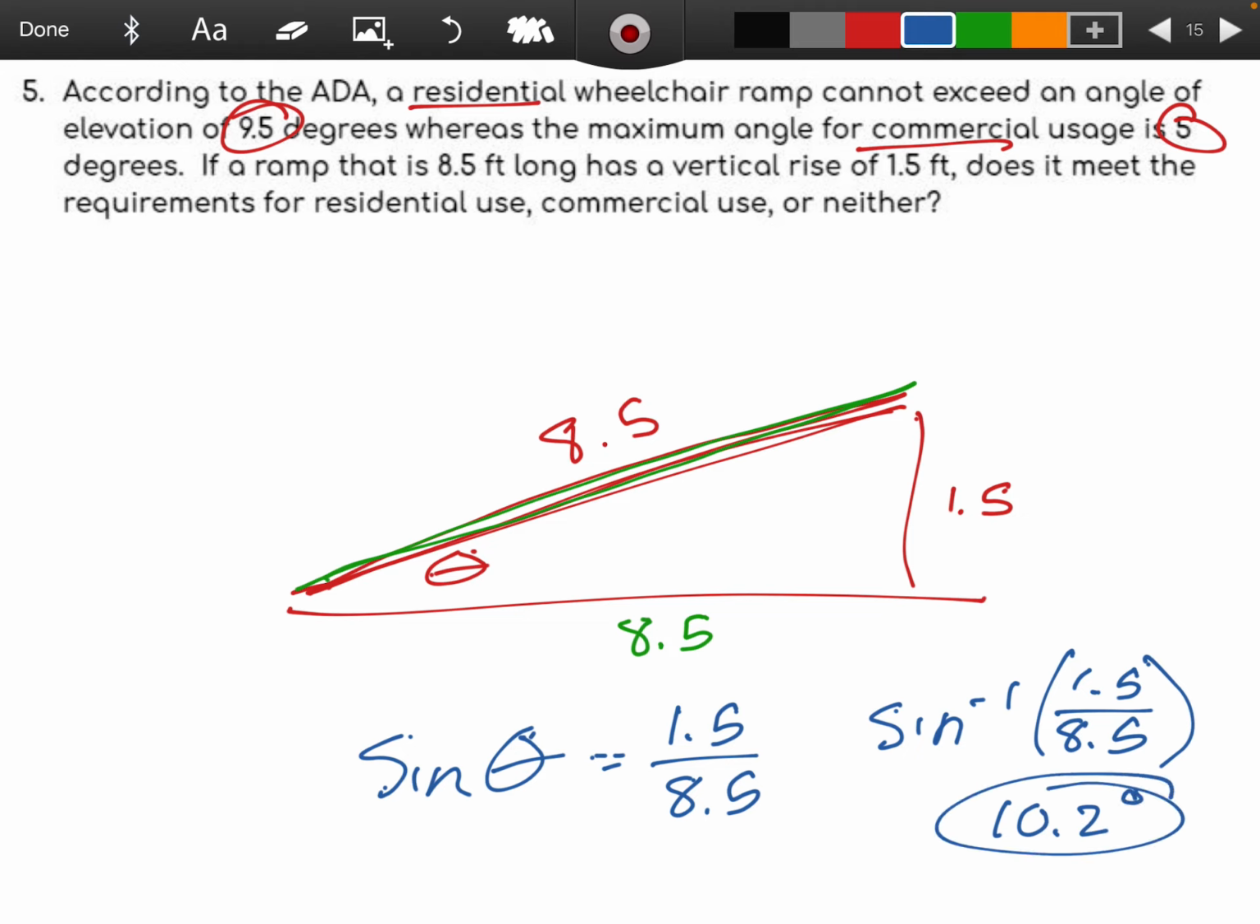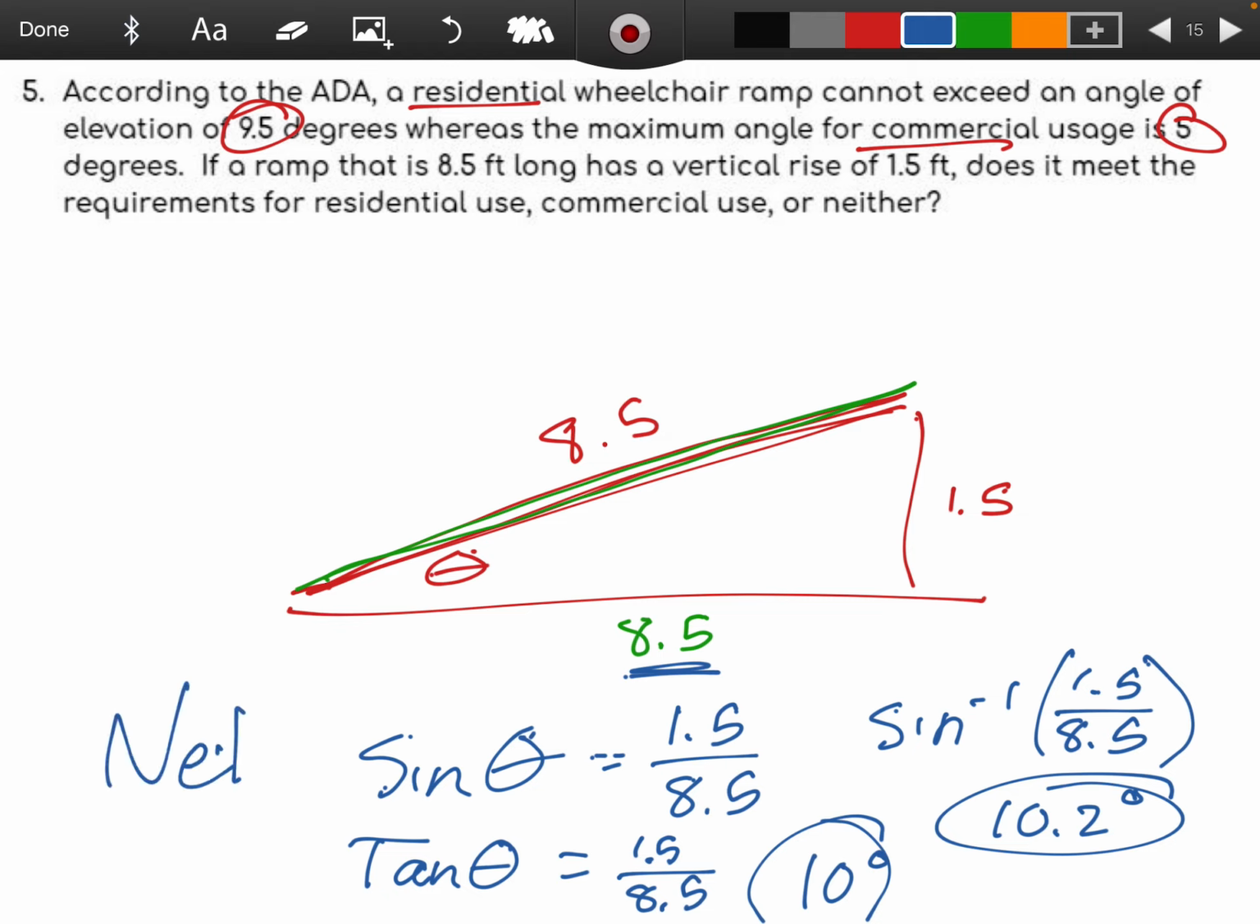If I do the other one where it's here, that would be tangent of theta. Same ratio, 1.5 over 8.5. So I'll go tan inverse of 1.5 over 8.5, and I'll get actually 10 degrees on that. So both will fail. Neither the commercial or residential will work for that dimension. It'd have to be longer, or it'd have to be not as high. So that's the options you got.